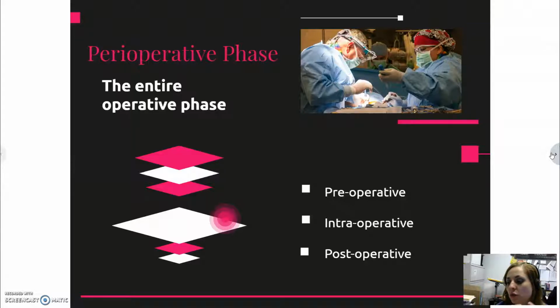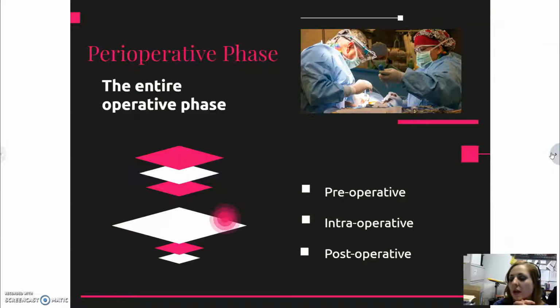Intraoperative is in the actual operating room. So this is when the person's put under anesthesia and the procedure is performed. And then post-operative, sometimes that's called PACU, post-anesthesia care unit. You might hear it called that. That is where the person is recovering after surgery.